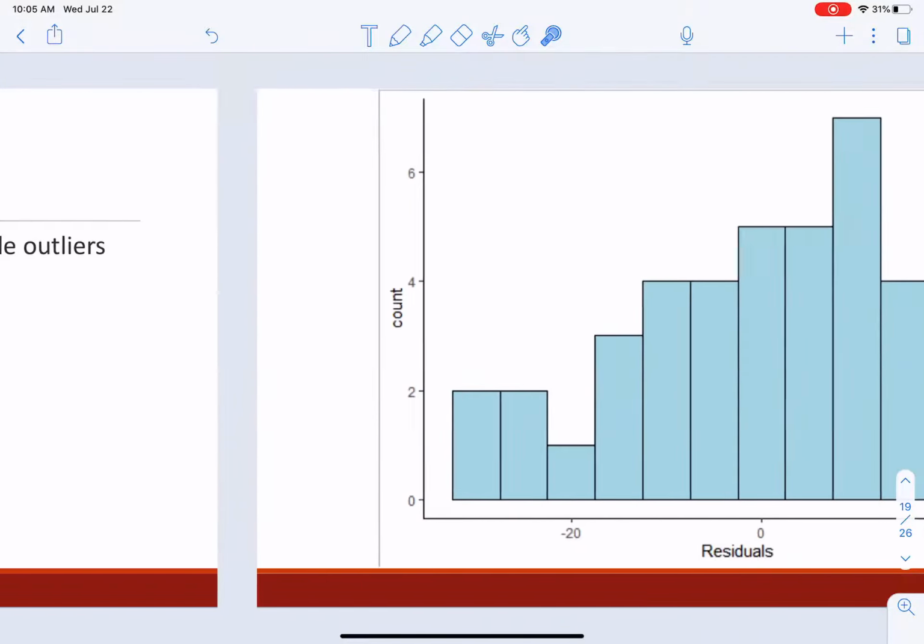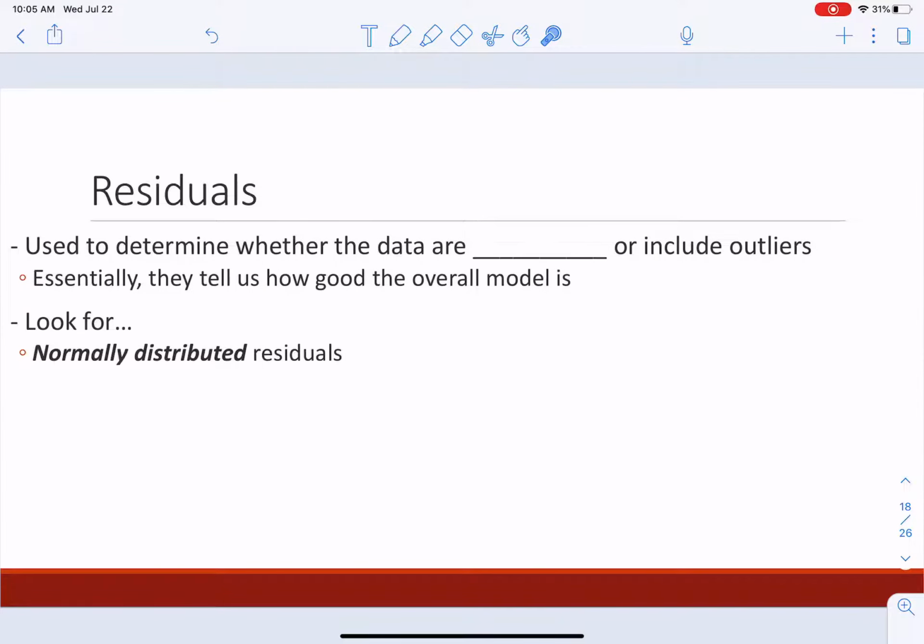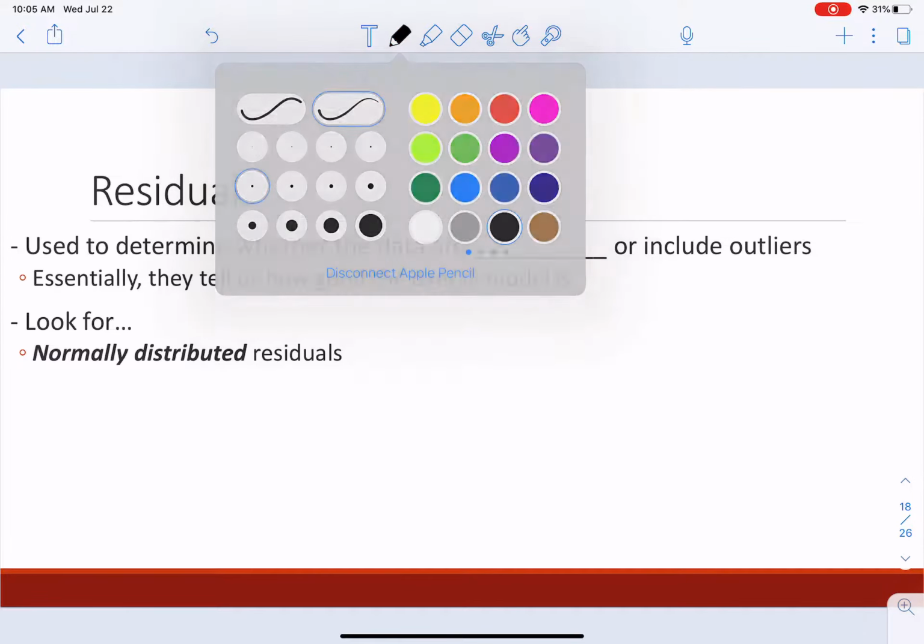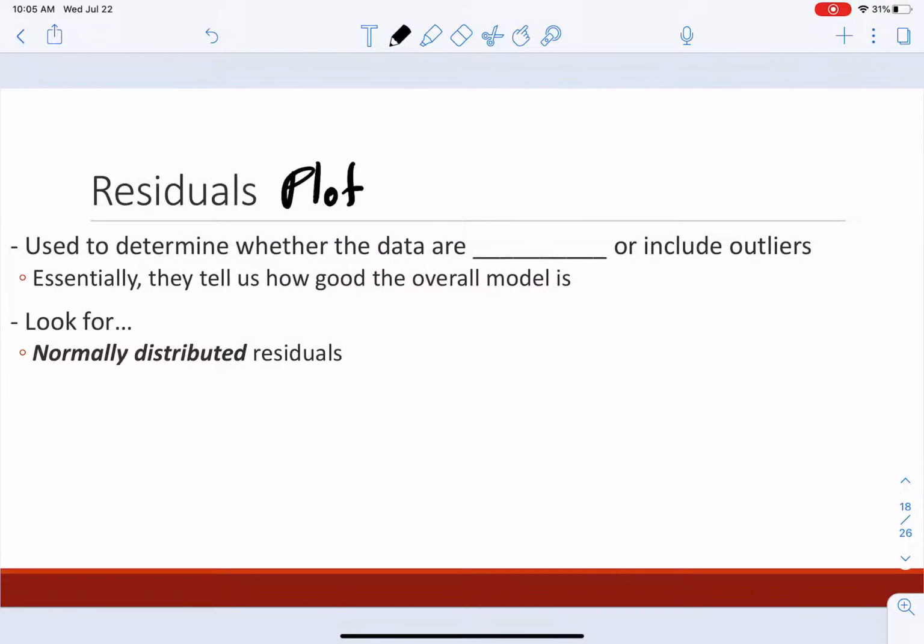But before we get into that anatomy, we use these residuals plots. We're going to use a histogram to figure out how adequate our model is, right? So essentially, we're just using these residuals to determine whether the data are normal-ish, okay? Or include outliers, right? So essentially, the more normal our histogram of the residuals, of the errors in our model, looks, the better, right? So the more normal, the better.